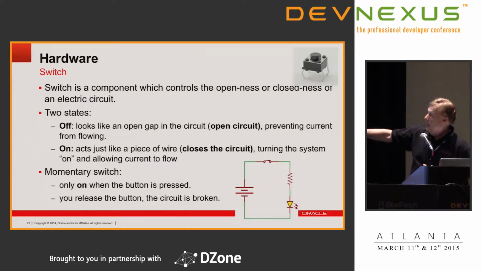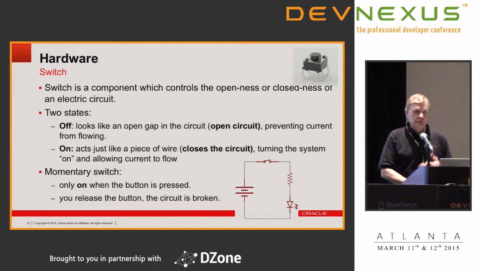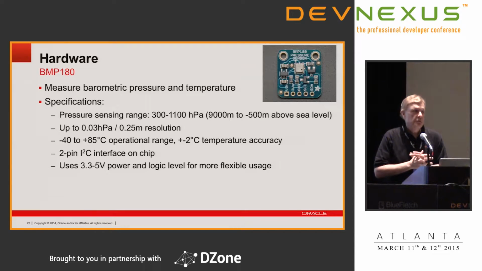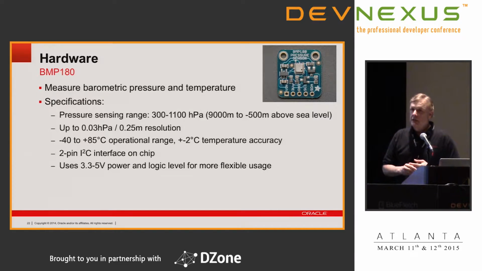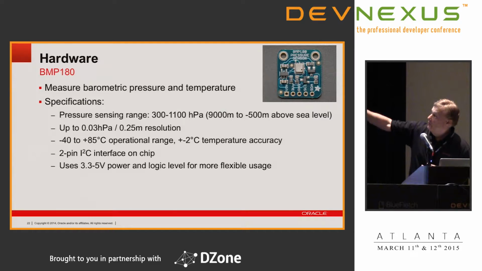Over on the right is a simulation of that. We've got the switch at the top, the power source at the bottom, a resistor over here, and then the LED. When you press the switch, it closes the circuit. Another piece of hardware that we use is a barometric pressure and temperature sensor. It's a very inexpensive little piece of hardware that does just that. It measures barometric pressure and temperature, and those are the specs for it.